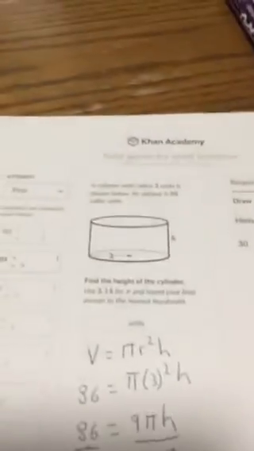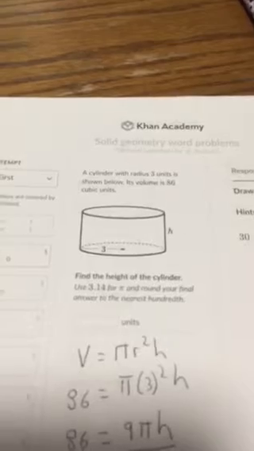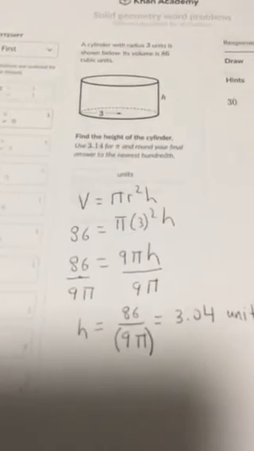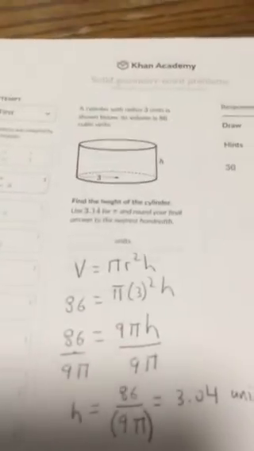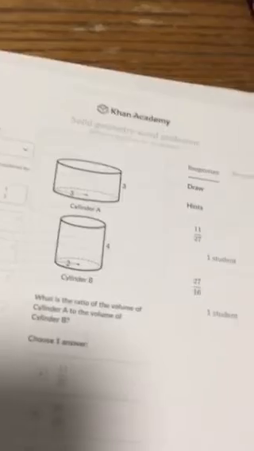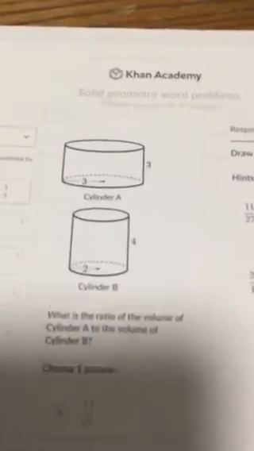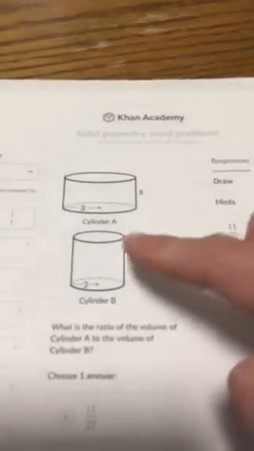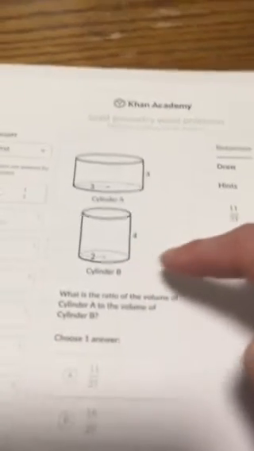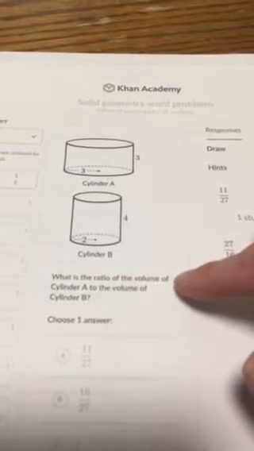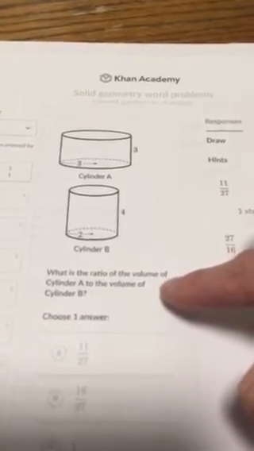So for this one, all you had to do was use the formula for the volume of a cylinder and then do a little algebra to isolate the h, and that got you your answer. Another problem from Friday that people were having issues with was this one. It gives you two cylinders, cylinder A and cylinder B, and it asks, what is the ratio of the volume of cylinder A to the volume of cylinder B?